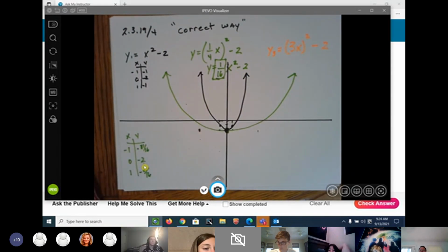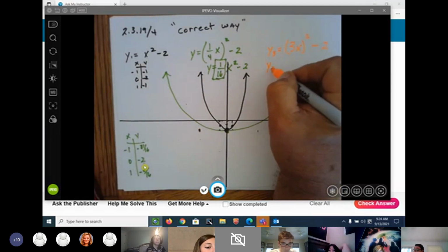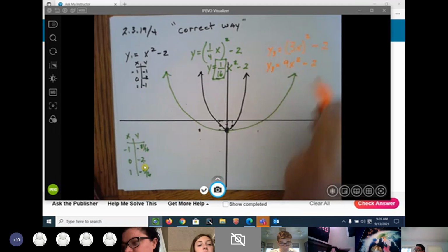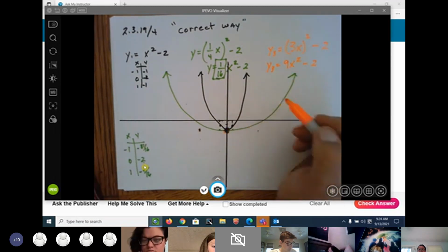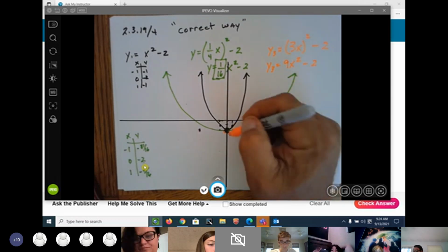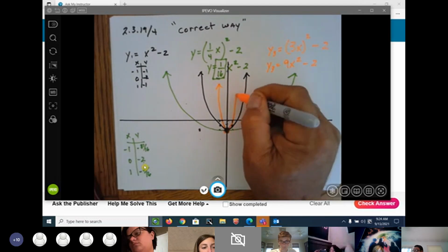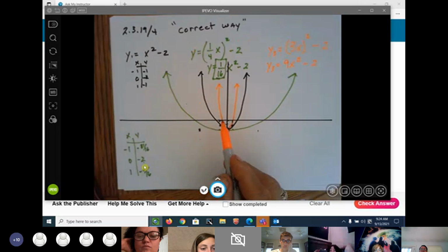And then the orange, we don't use this. We got y sub 3 is equal to 9x squared minus 2. What does the 9 do? Since it's above 1, does it make it wider or skinnier? It makes it skinnier. These are the correct graphs.